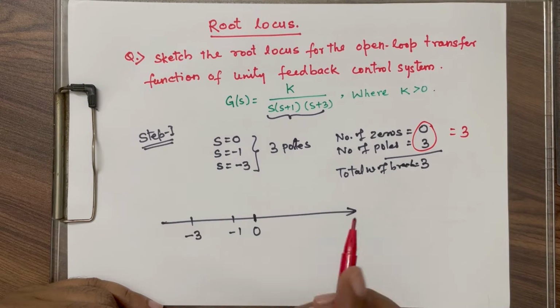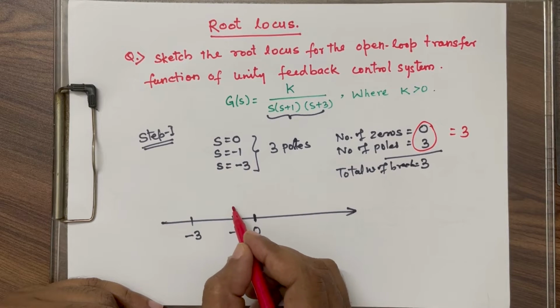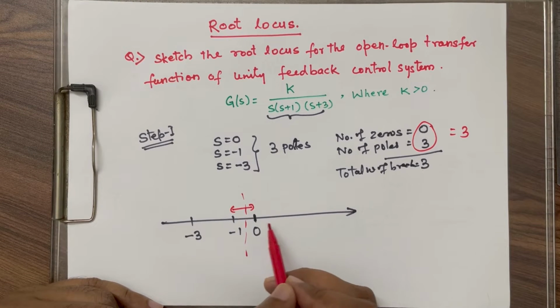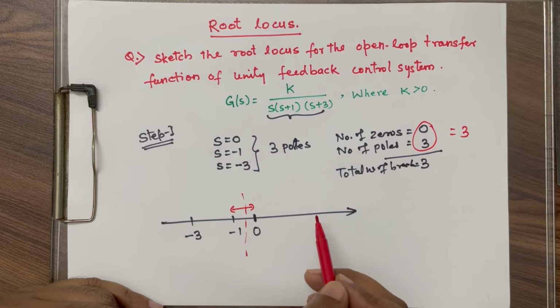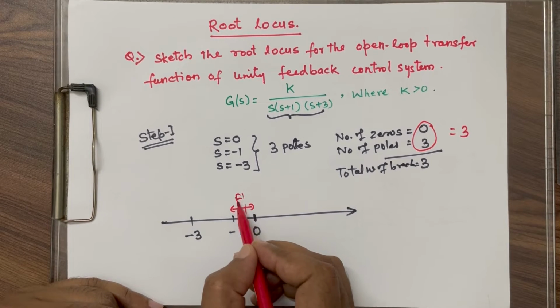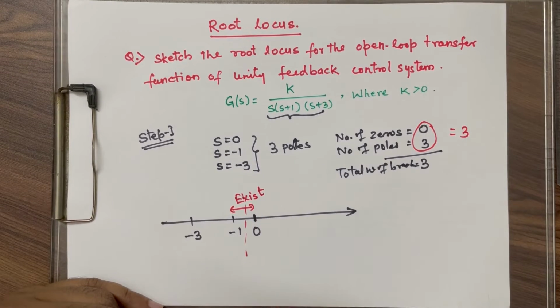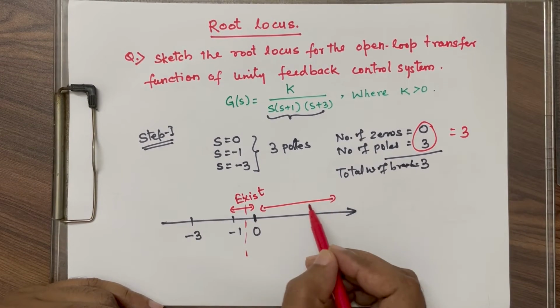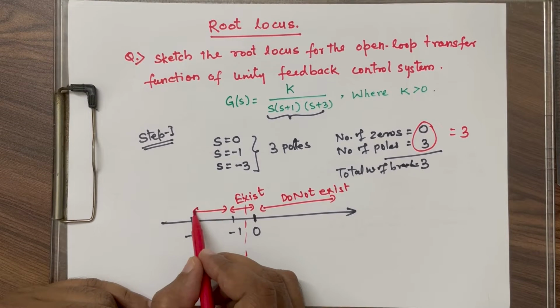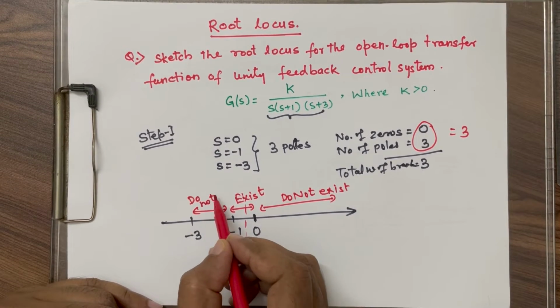So if we see this portion, then there is only 1 pole on the right side. That means the root locus exists in this region. In this region, it does not exist. Here also it will not exist.